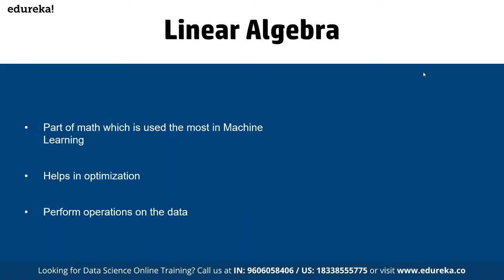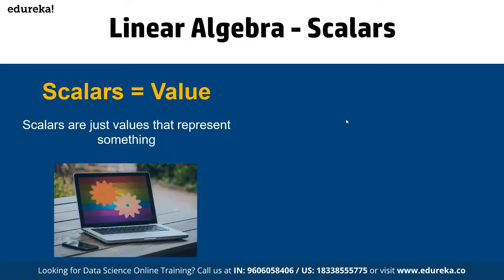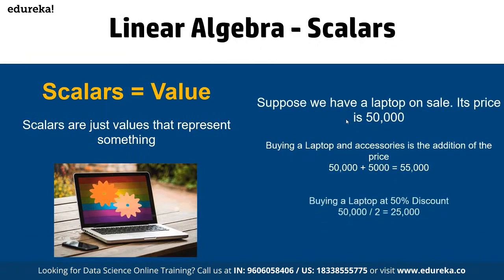So first of all, in linear algebra, we are going to talk about scalars. Scalars means value. In simple terms, scalars are just values that represent something. It can be something like the size of a house to temperature in an engine. Scalars can help us represent them and their values. So the mathematics in scalars is just simply arithmetic value here. So scalars is equal to value.